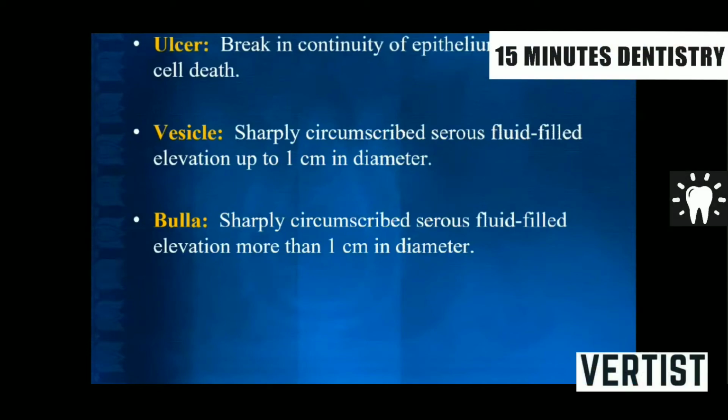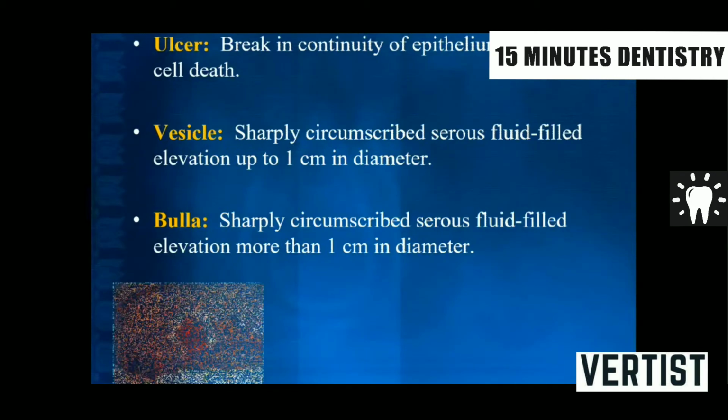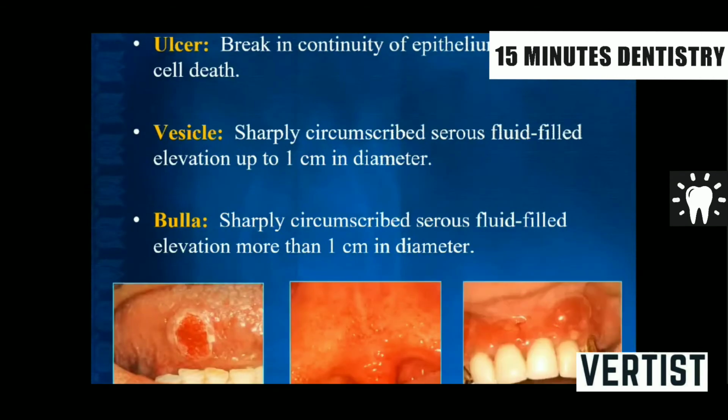Before that, I must say that it is also important for you to remember the definitions of the basic lesions. So, ulcers, vesicles, bulla, macules, papules, all these are important. Sticking to our topic today, an ulcer is the break in continuity of epithelium, which is caused by cell death. A vesicle is a sharply circumscribed, serous fluid-filled elevation up to 1 centimeter in diameter.